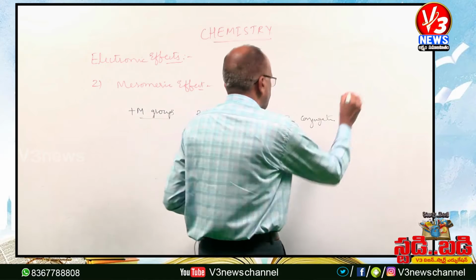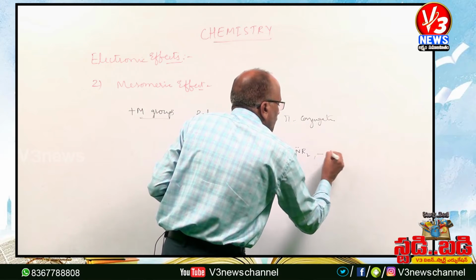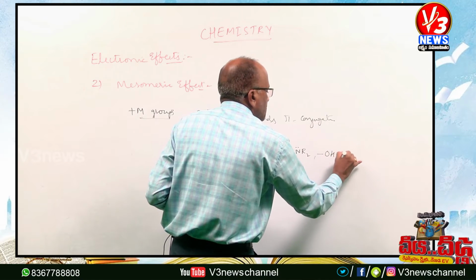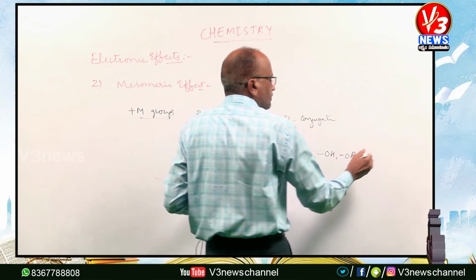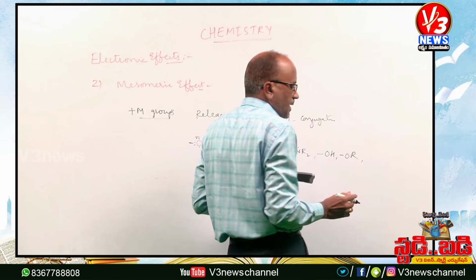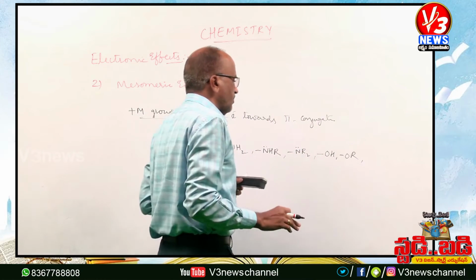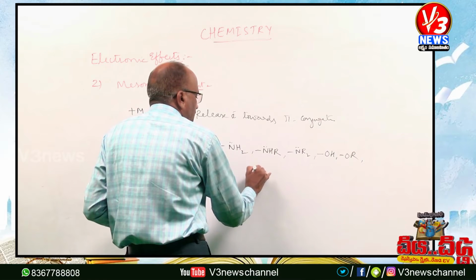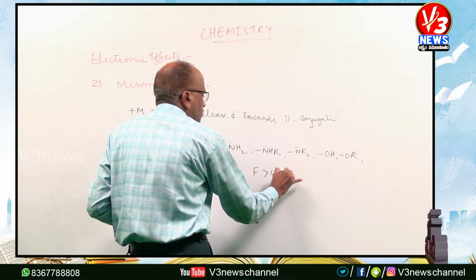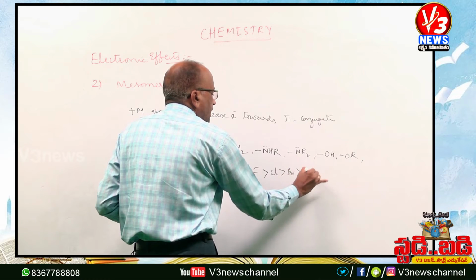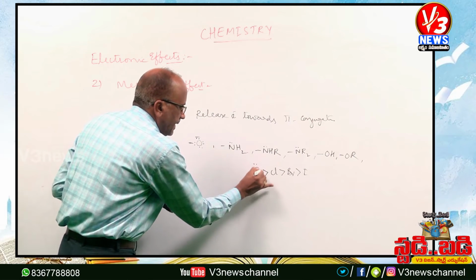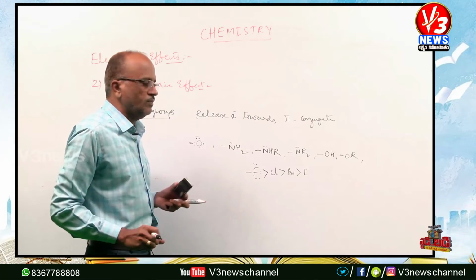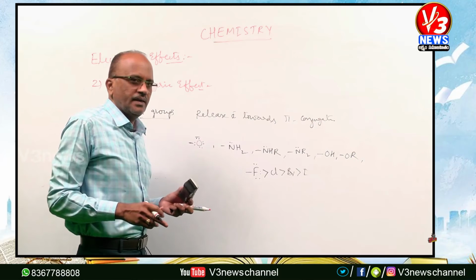Then after this we have OH, OR. Even the halogens show plus mesomeric effect: fluorine, chlorine, bromine, iodine, because they contain lone pairs of electrons. Because of these lone pairs of electrons, they show plus mesomeric effect.